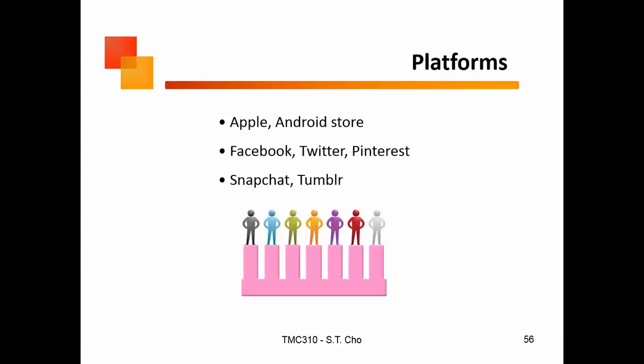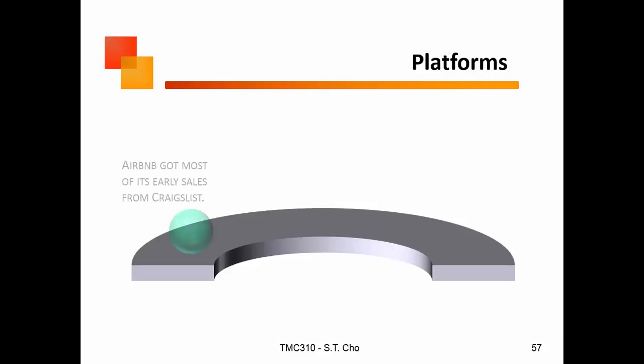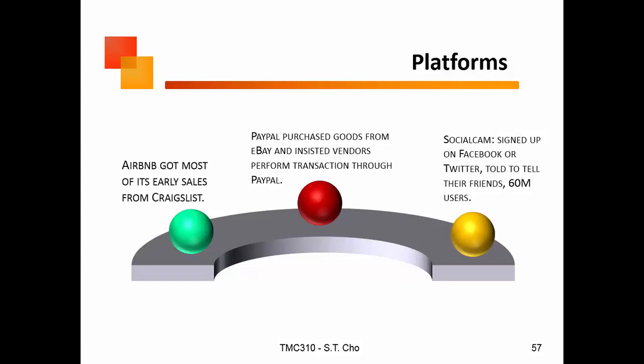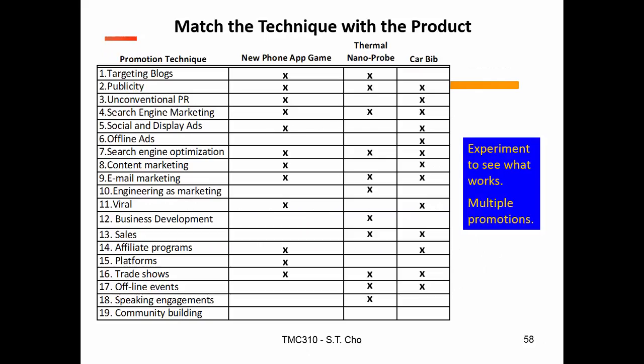Platforms, again, software, or even a physical group where a lot of people come in and out. And so Airbnb got most of its sales from Craigslist. PayPal did something very interesting, and that's that they purchased goods from eBay, and then when they resold them, they told people you had to use PayPal. Yeah, kind of a circular thing. And naturally, referrals and viral effects work very well. And so here's an example, a bunch of examples, and you can go through this yourself.